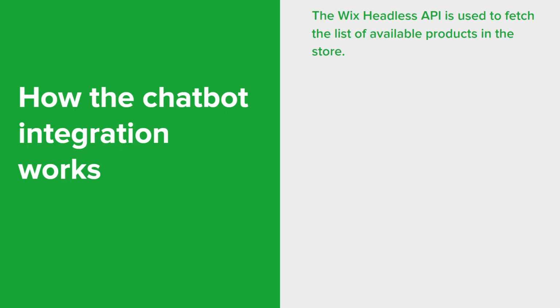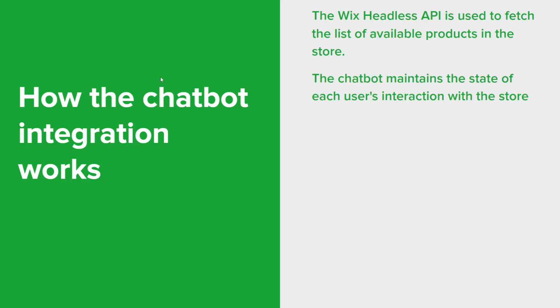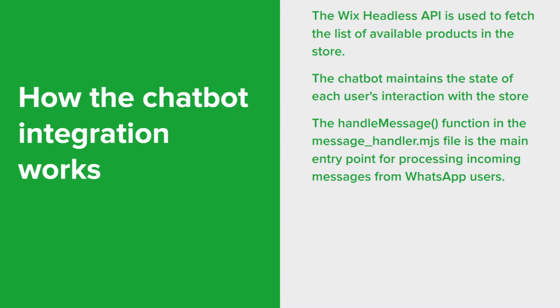So the Wix Headless API is used to fetch the list of available products in the store, and that's done using the getAvailableProducts function in the Products API, which calls the Wix client products.queryProducts().find method. The chatbot then maintains the state of each user's interactions with the store, such as their current stage in the shopping flow, the products they have viewed, and the items they have added to their cart. The state management is implemented using the getUserState, setUserState, and removeUserState functions in the state manager file. And then the handleMessage function in the message-handler.mjs file is the main entry point for processing incoming messages from WhatsApp users.